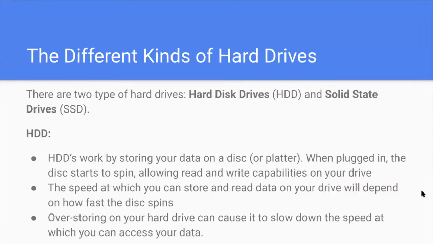There are different types of hard drives. There are two main types, including hard disk drives, or HDD, and also solid state drives, SSD. To start off, I'll be going over what HDD is. HDDs work by storing your data on a disk or sometimes a platter, and when plugged in, the disk starts to spin, allowing the drive to read and write and have those capabilities with your data. The speed at which you can store and read data on your drive will depend on how fast the disk spins. And overstoring on your hard drive can cause it to slow down, and then the speed at which you can access your data will be reduced.